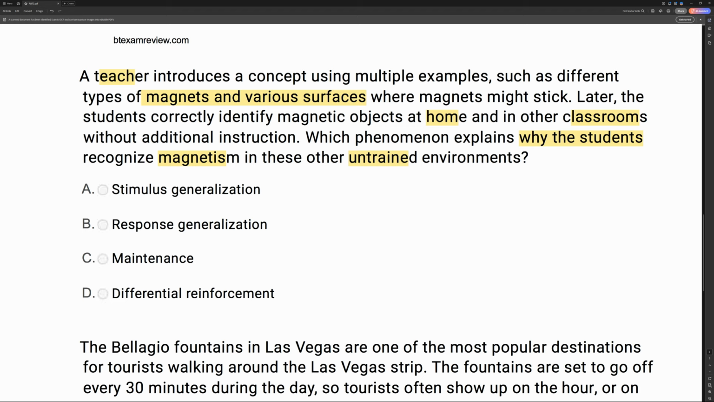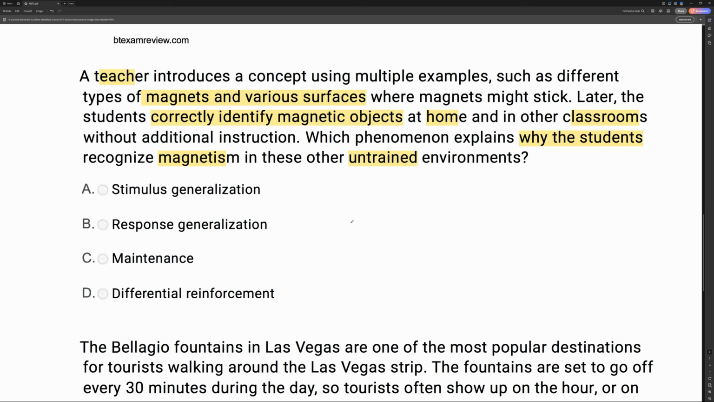The students can correctly identify magnetic objects, which is the response, in the presence of all these different stimuli, even though they were untrained. The students have engaged in or demonstrated stimulus generalization. Response generalization has to do with multiple responses in the presence of one stimulus. But in this case, the response isn't changing. We're correctly identifying objects and we're generalizing that skill to all these stimuli, even if they were not explicitly trained.